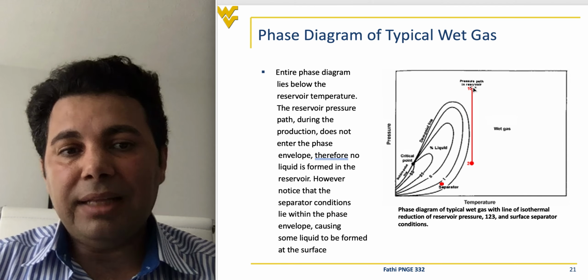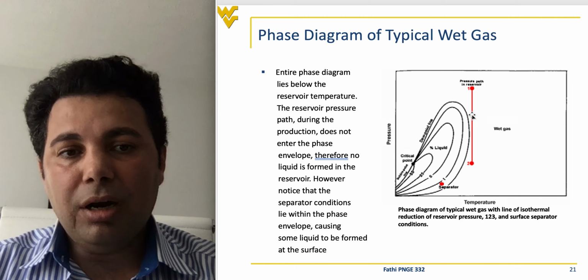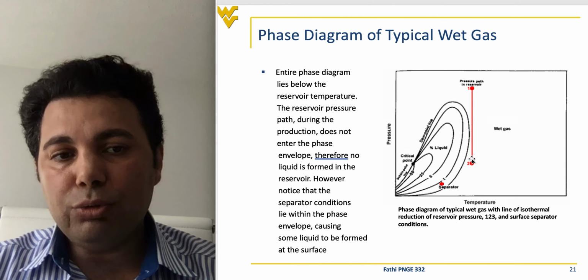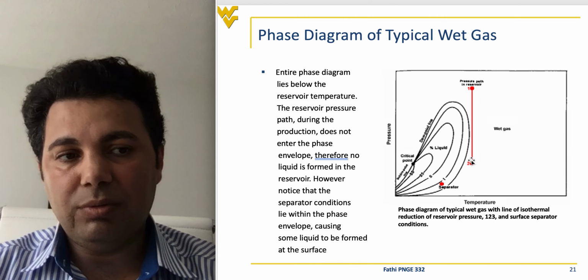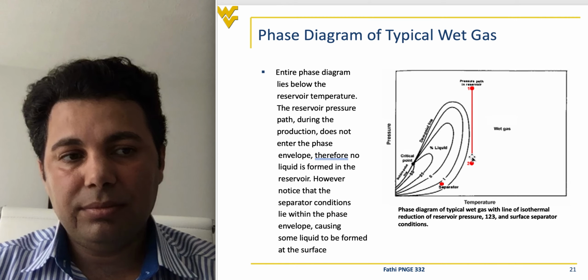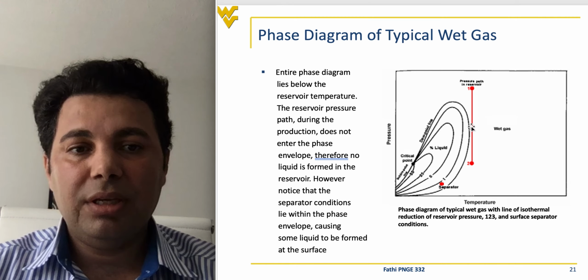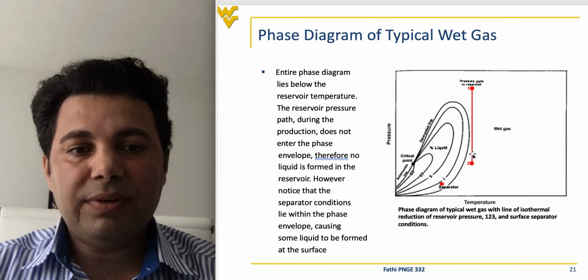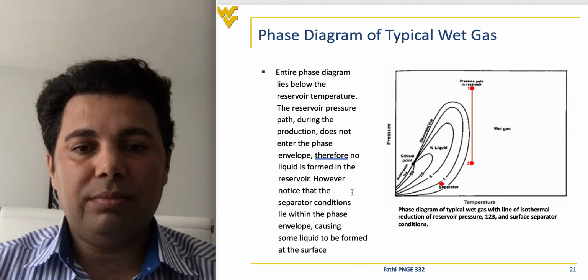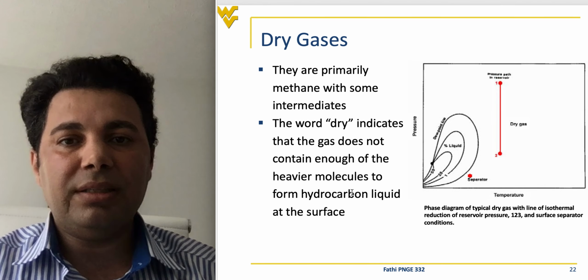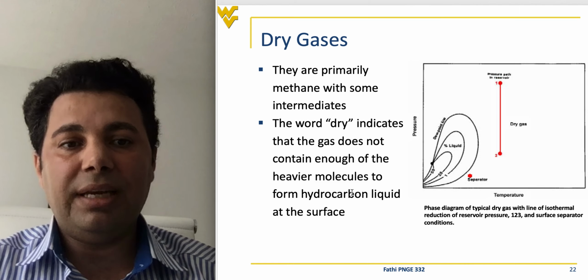But at the reservoir condition, no matter how you drop the pressure, you will never go to the two-phase. So you will never produce any liquid. So it's much easier to operate the wet gas reservoirs compared to the retrograde gas reservoirs. So it always stays gas phase, but when it comes to the surface at the separator condition, you will have some liquid. And then the last reservoir fluid type is the dry gas reservoir.